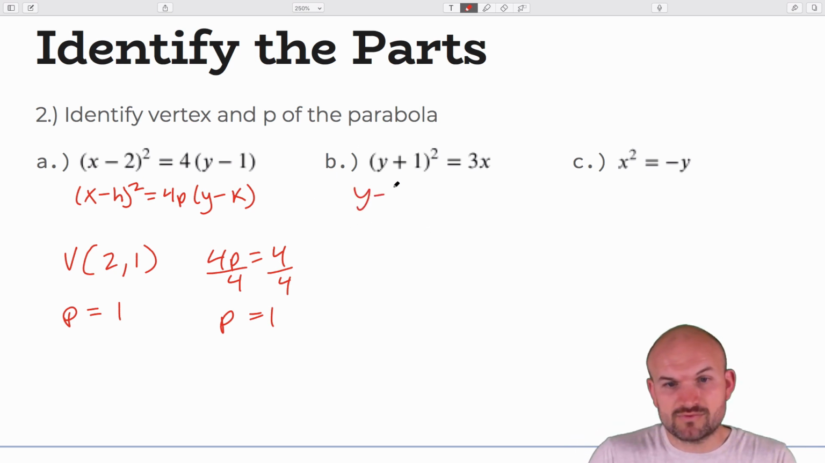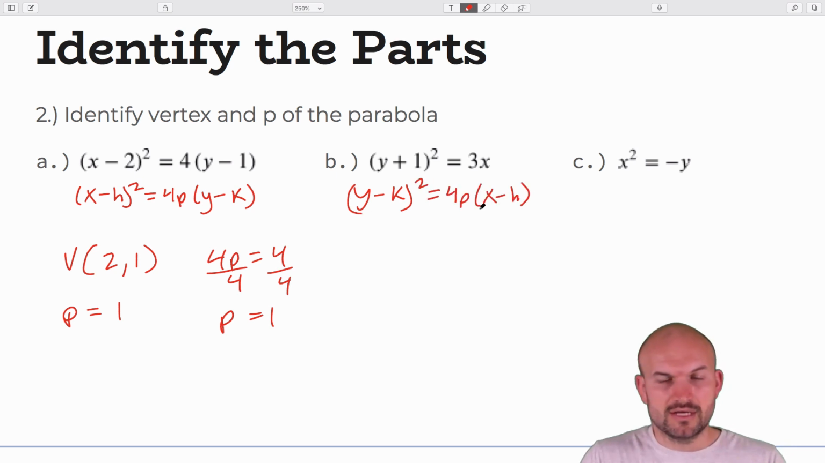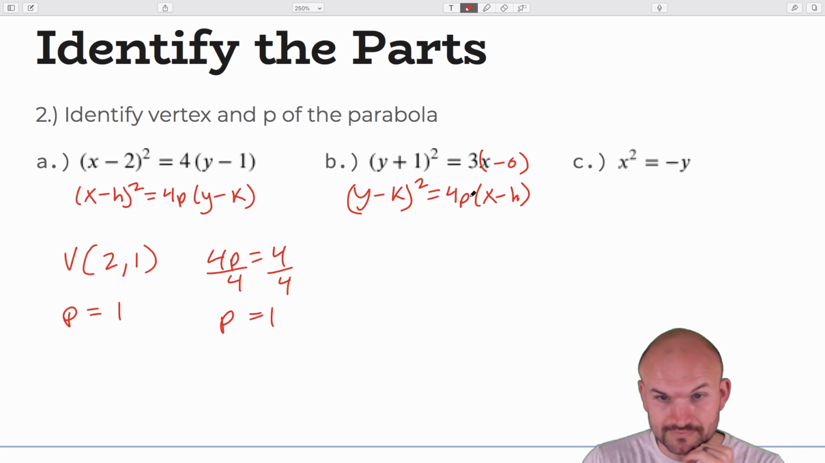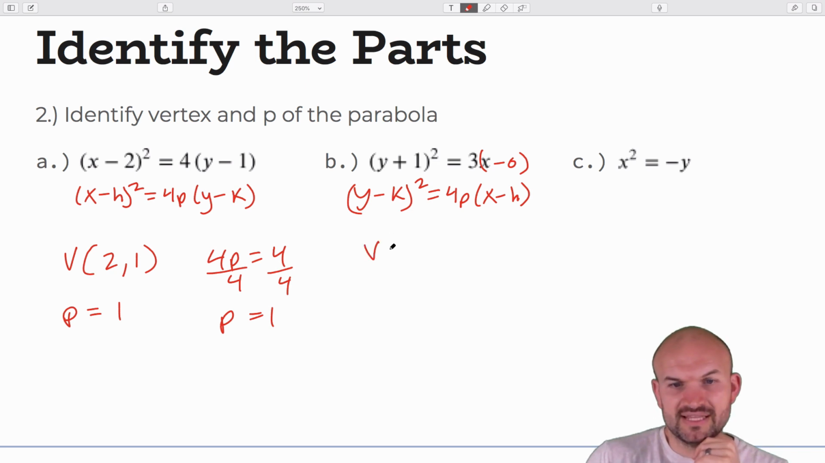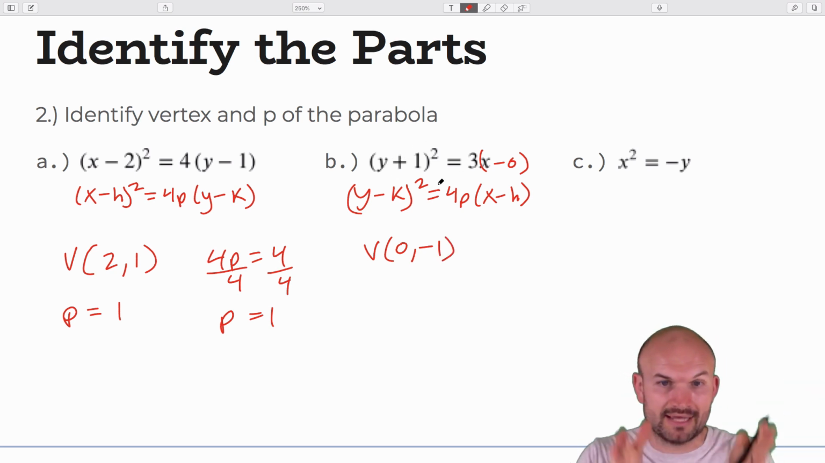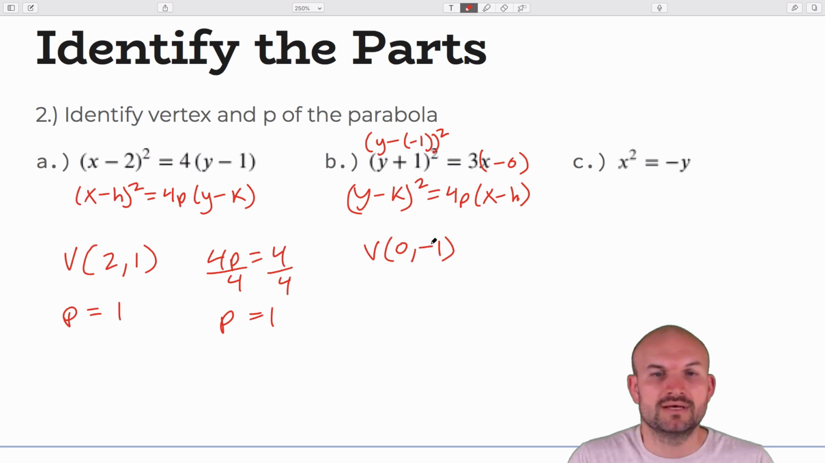If we were to write this as y minus k, quantity squared equals 4p times x minus h. So again, obviously, x is not being subtracted by anything, so you could rewrite this as x minus 0 if that makes you feel better. But in this case, our vertex is just going to be 0, negative 1. Notice how I'm using the opposite sign here, right? Because it's y, you could also think of this as y minus a negative 1 quantity squared, okay?